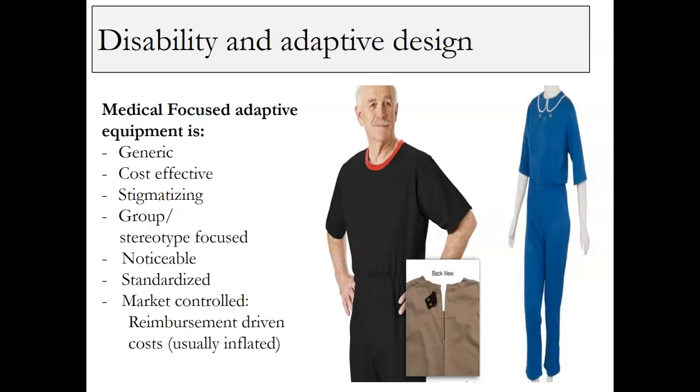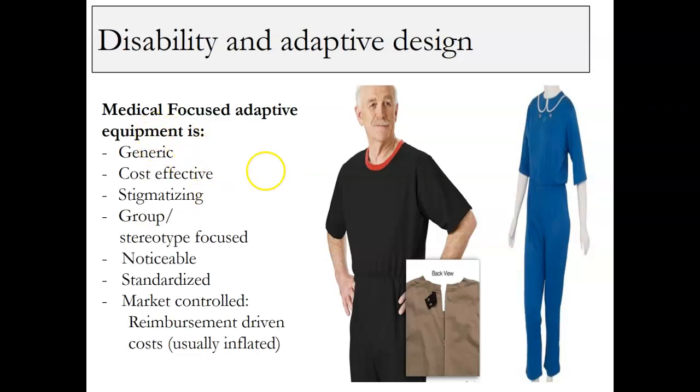Okay, so disability and adaptive design. Most of the stuff, the way it is now for folks who have disabilities, has a medical focus. Adaptive design is very generic. Think about these clothes for folks living maybe in a nursing home, so it's easier to access their peri area and to dress them. Cost effective, but can be very stigmatizing. Group stereotyping, it's very noticeable. It screams there's something wrong with you medically. Very standardized. And the cost.